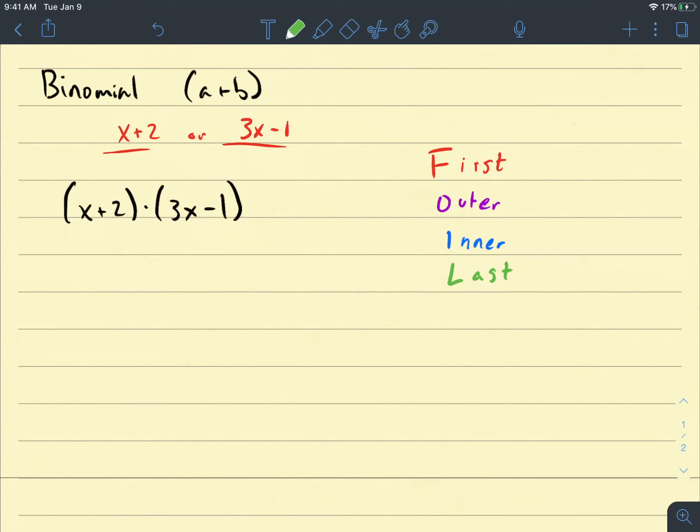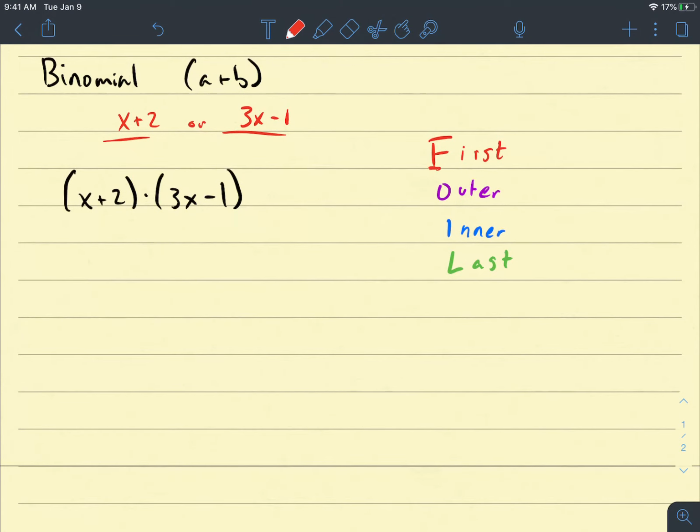This isn't the way I like to teach it, but this is the way that a lot of people do remember it. So first, we're going to do the first. What's first? The x and the 3x. These are the first ones inside the parentheses. So we're going to do the x times 3x. We'll denote that with x times 3x, using the blue for the left side.